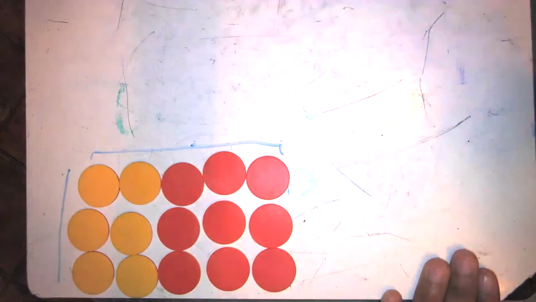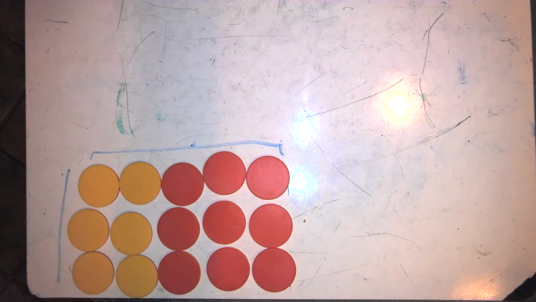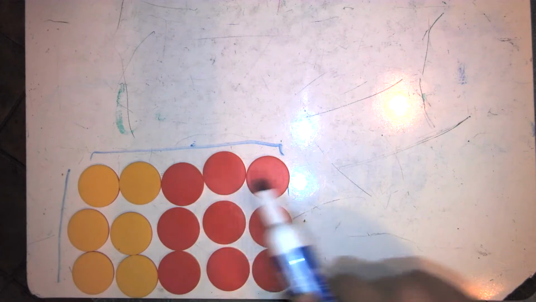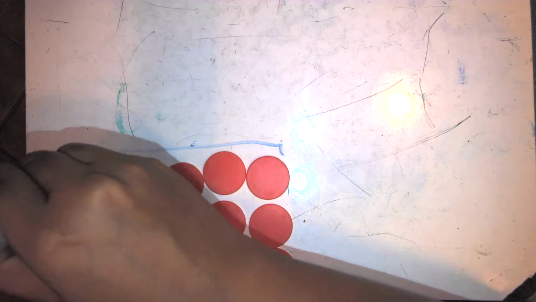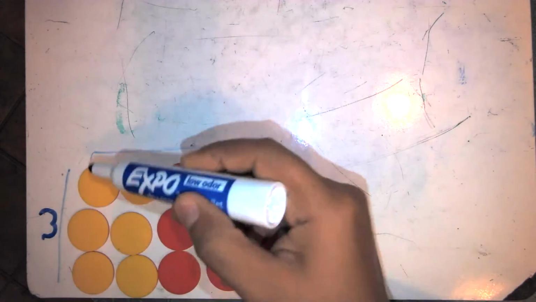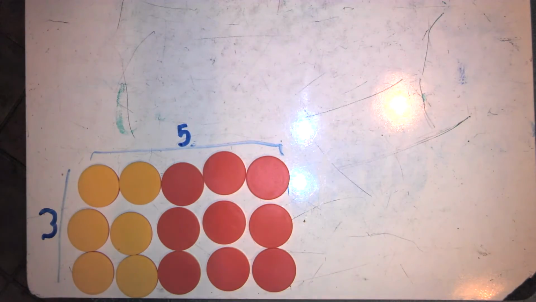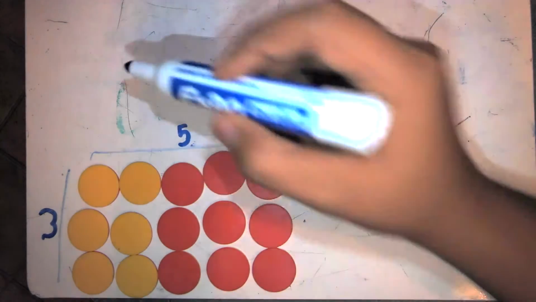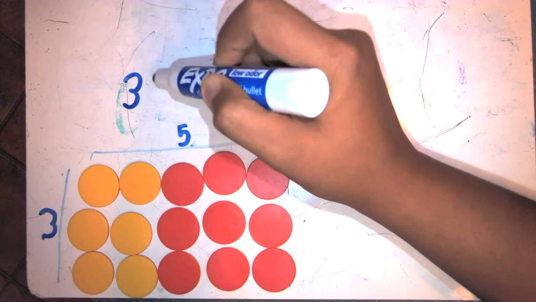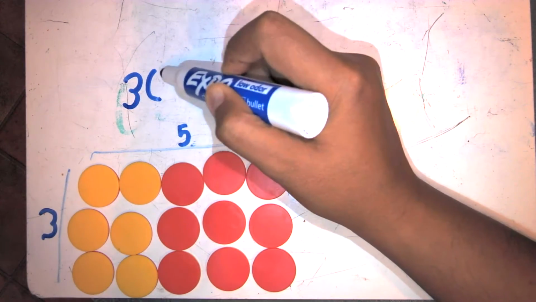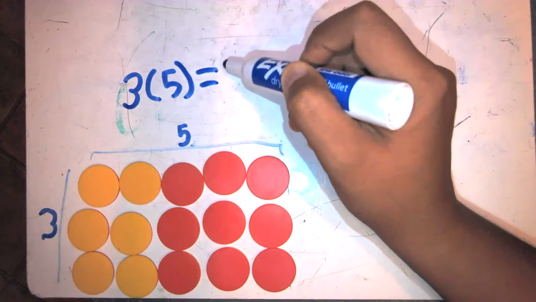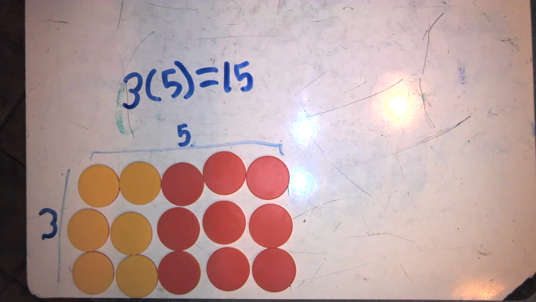As you see, we have here 3 rows, 1, 2, 3. So I'm putting the number there, and then we have a total of 5 columns. Now to find how many chips we have in total, we multiply 3 rows times 5 columns. It's going to give me 15, and I can prove that by counting. There are 15 chips.